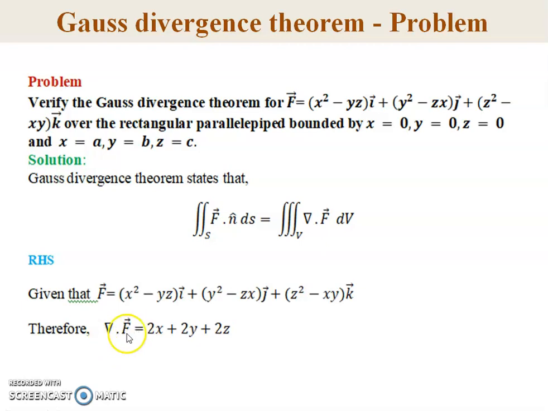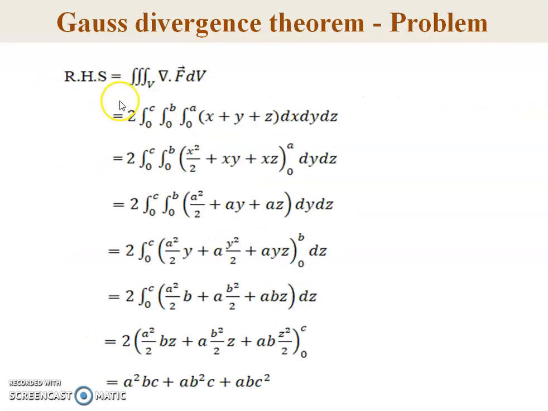Now apply del dot F vector here. Therefore RHS equals triple integral over V of del dot F vector dV. So what is del dot F vector? 2x plus 2y plus 2z, taking 2 as constant, we have x plus y plus z inside the integration. So what is the dV? dV means volume, dx dy dz. V is the parallelepiped, so the volume element is dx dy dz.